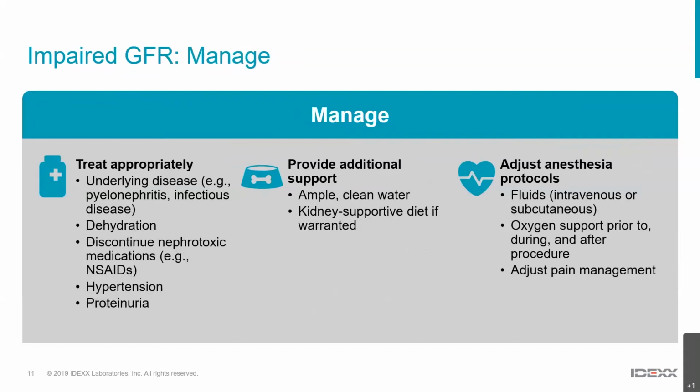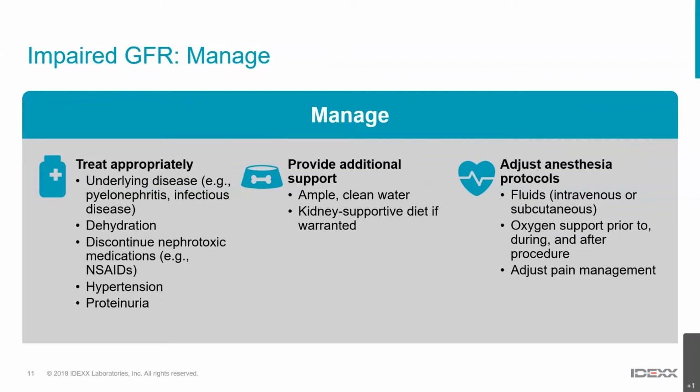The next step is to manage, and there are 3 aspects to this. First is to treat any underlying conditions or those confounding or complicating conditions that have been identified. So we will treat as appropriate based on what has been identified. The second is to provide kidney support immediately. And these are pretty basic things that the owner can do at home, such as providing access to a variety of fresh, clean water sources, potentially discontinuing or limiting the use of nephrotoxic drugs, and making sure the patient is receiving a kidney supportive diet.